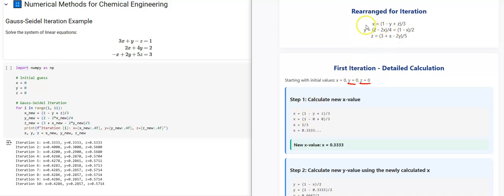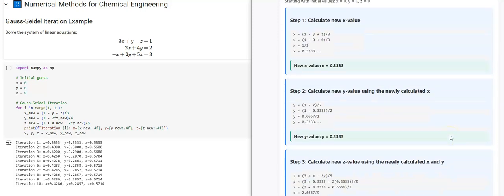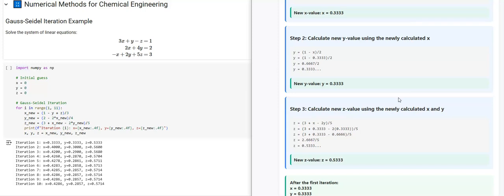So if I plug into equation 1, that is (1 minus y plus z) by 3. Here y is equal to 0, z is equal to 0, so that is 1 by 3, that is x is equal to 0.3333. Now that is the new x value. Now using that new x value, I am going to calculate y. So y is (1 minus x) by 2. If I plug in x is equal to 0.333, that will be y is equal to 0.6667 by 2, so y is equal to 0.3333. Now the new y is 0.3333.